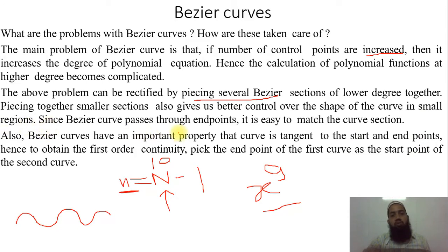Since a Bezier curve passes through the endpoints, it is easy to match the curve sections. Also, the Bezier curve has the important property that the curve is tangent to the start and end points. Hence, to obtain first order continuity, pick the end point of the first curve as the start point of the second curve. So this problem can be minimized in Bezier spline curves by converting the whole curve into small segments.